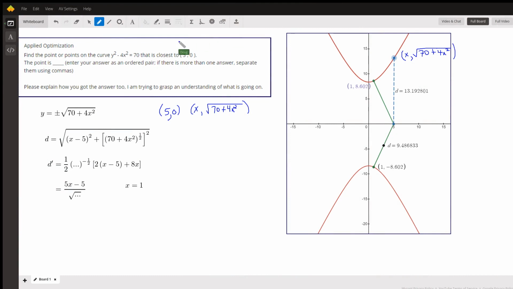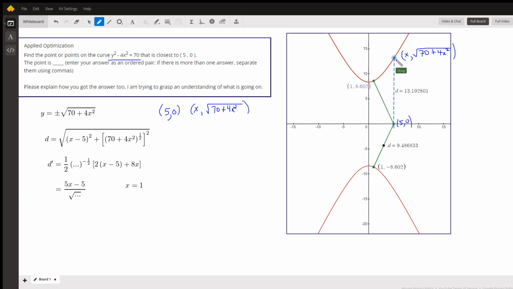Okay, we'll talk through one way to solve this problem. If you graph this curve right here, you actually get this red hyperbola, which is opening up or down. And we want to find the point or points on that hyperbola that are the shortest distance from the point (5, 0). So here's the point (5, 0).